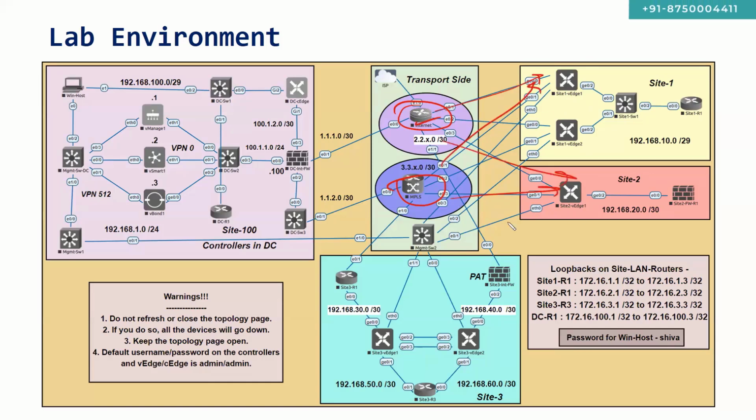So you can see at site 2 as well as at site 3, right? So we have got MPLS connectivity as well as the internet connectivity. And similarly in DC, we have got internet and MPLS both, and then it is going on this CE router.